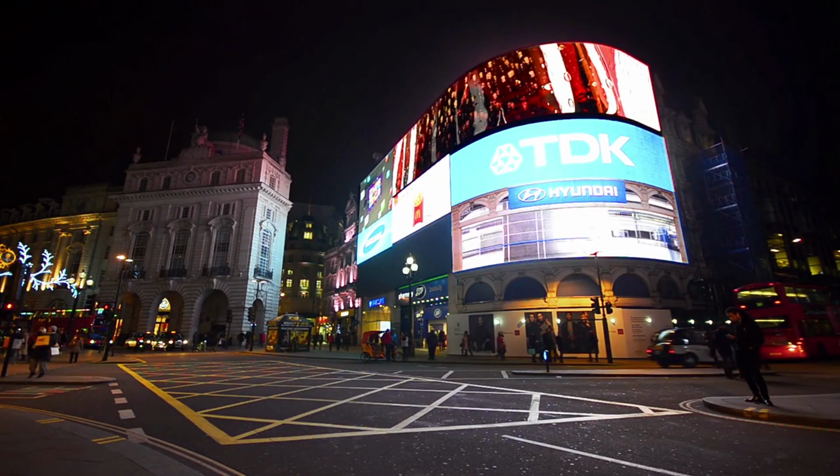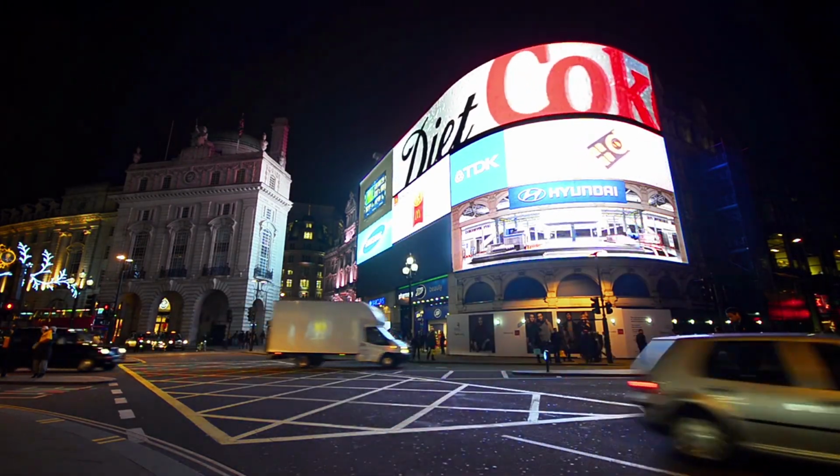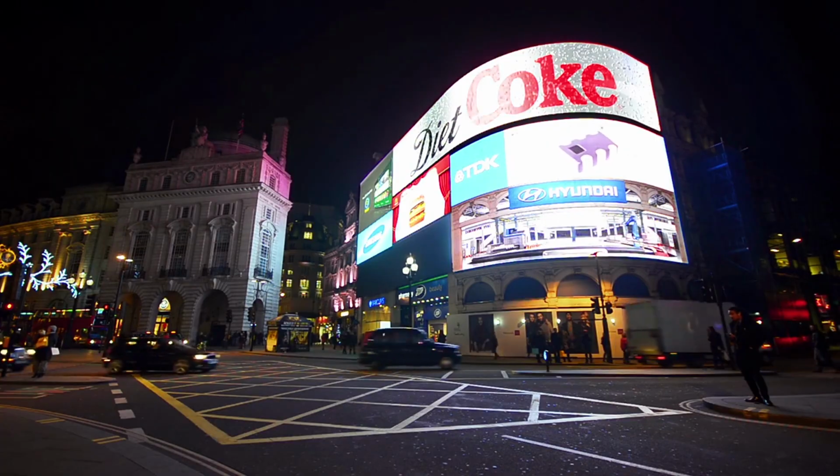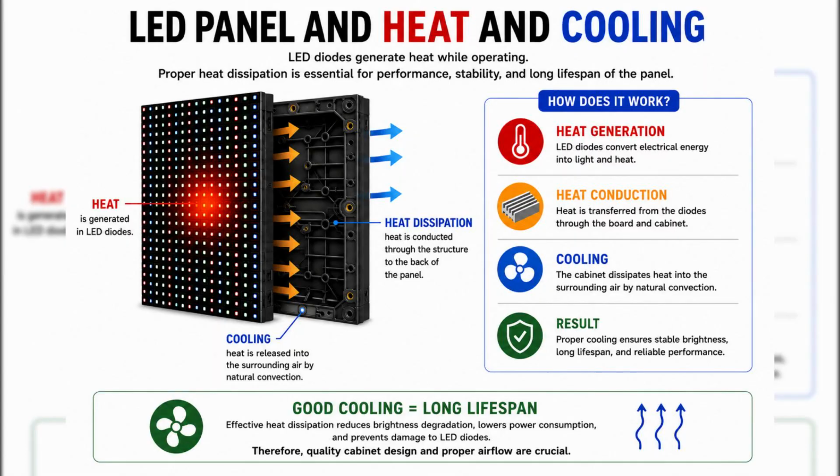Although LED displays appear to be simple flat screens from the outside, internally they are extremely complex electronic systems that must handle high power, precise control, and long-term reliability. One of the biggest technical challenges is heat generation. Every LED converts part of its electrical energy into visible light, but a significant amount of energy is also transformed into heat. In large displays containing millions of LEDs, the total thermal output can become enormous. If heat is not removed efficiently, brightness decreases, colors shift, and the lifespan of the LEDs can be reduced dramatically.